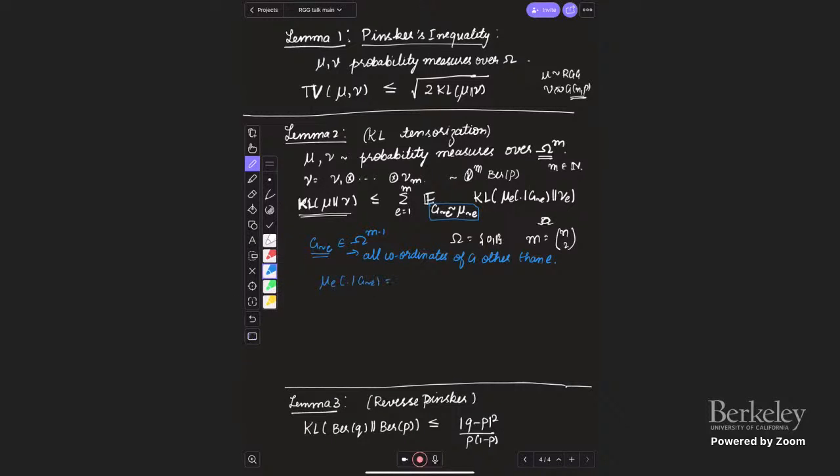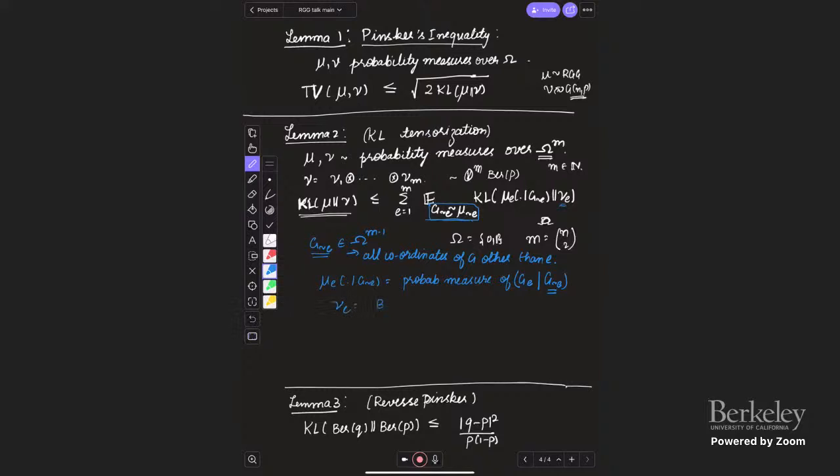And what is mu E of dot given G tilde E? This is the probability measure of the Eth coordinate G E, conditional on the rest of the graph, G tilde E. So this is quite easy. And then we take the expectation of this. And the base measure here is nu E, and we don't need any conditioning here because nu is a product measure. In our case, nu E is equal to, let's say, Bernoulli of p.